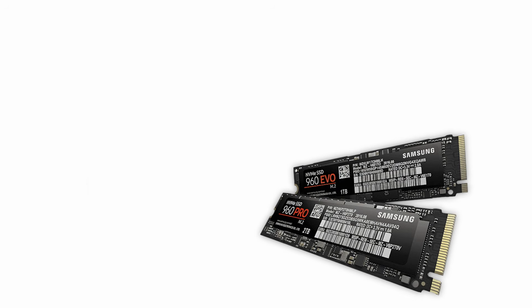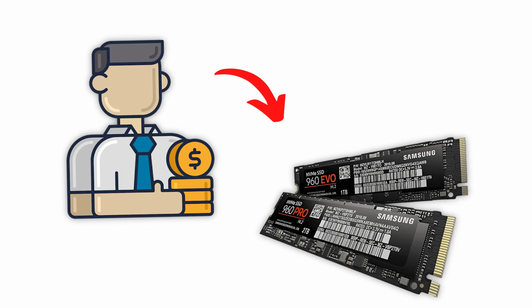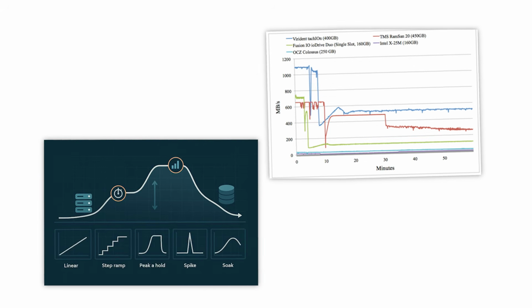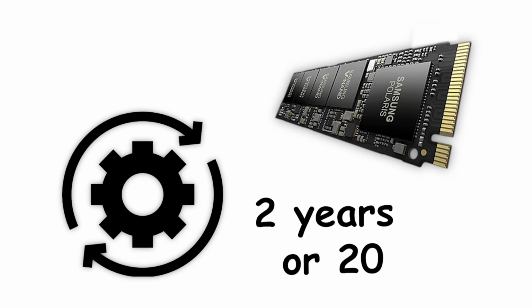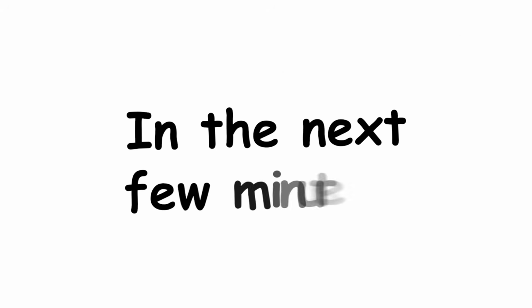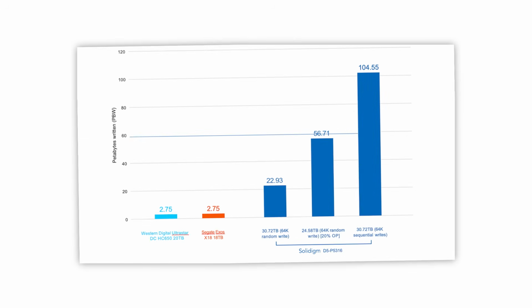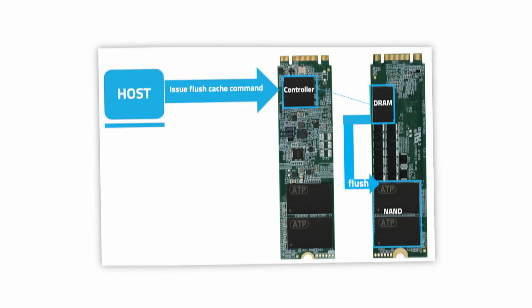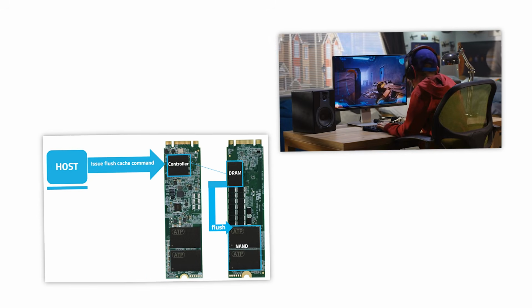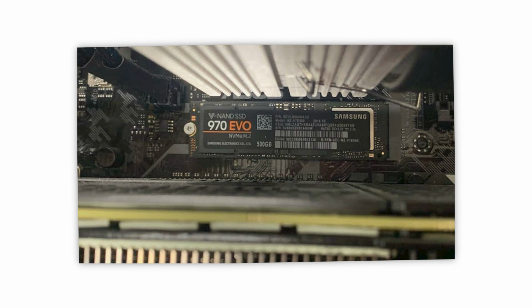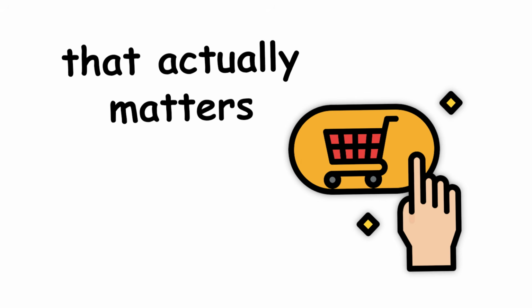Most SSD buyers look at the speed number on the box. They never see the cache exhaustion curves, the write cliff at capacity, or the endurance lies that determine whether your drive lasts 2 years or 20. In the next few minutes, we're stripping away the alphabet soup. From QLC endurance reality to the cache systems that make or break real-world performance, this is every SSD specification that actually matters for your next purchase.